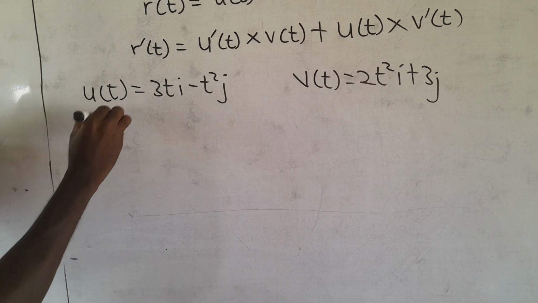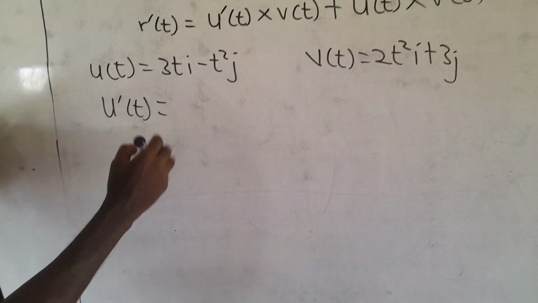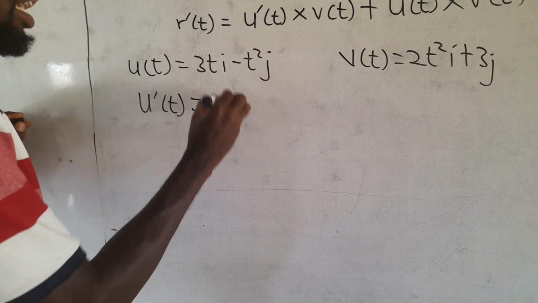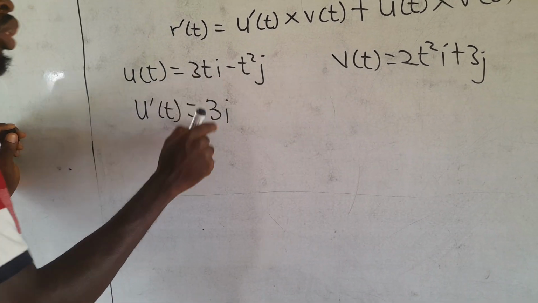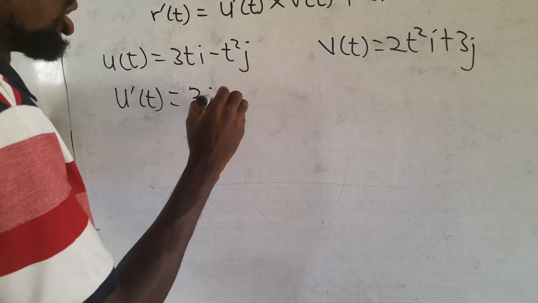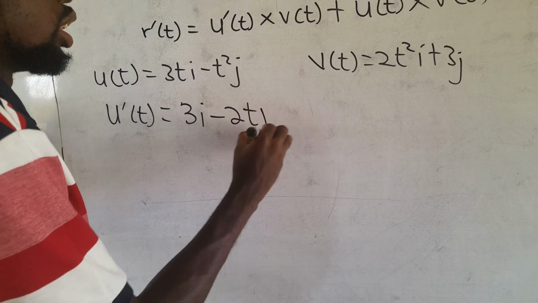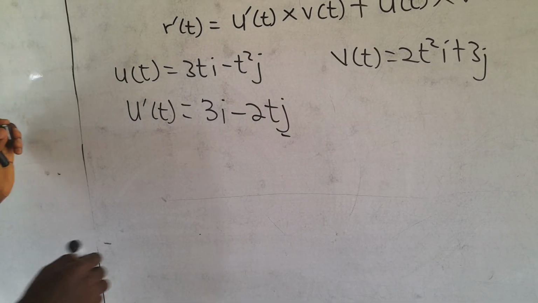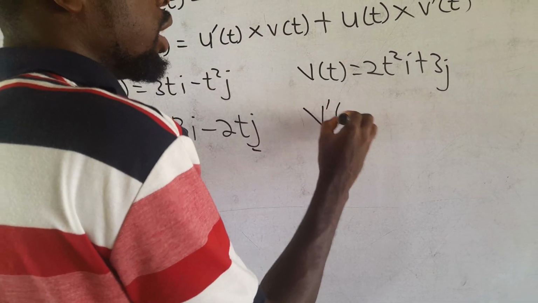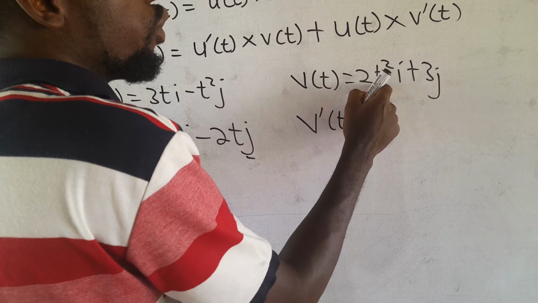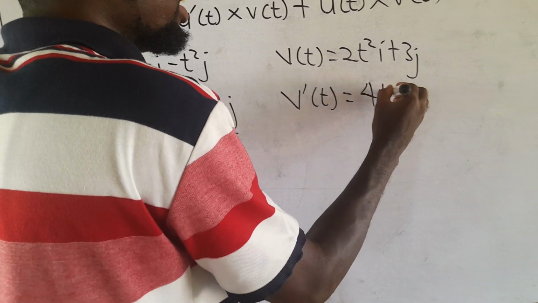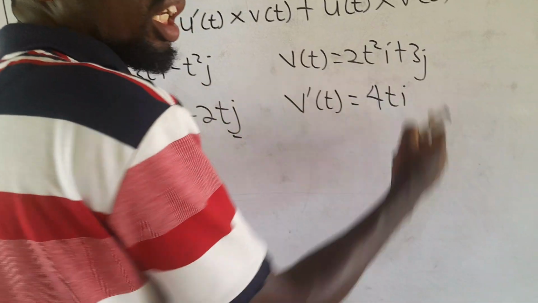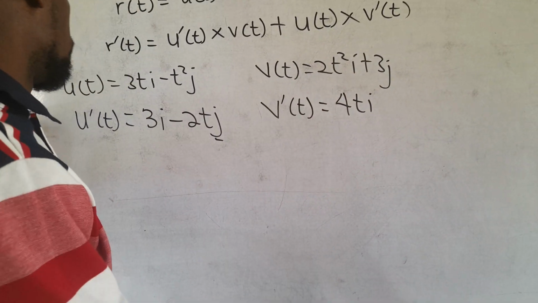Now we'll find our u prime of t. Our u prime of t here will be 3i, because we differentiate 3t and we get 3. Then the derivative of this will be minus 2t in the j direction. And our v prime of t will be equal to, when we differentiate this, 4t in the i direction. The derivative of 3 is 0, times j will still be 0.